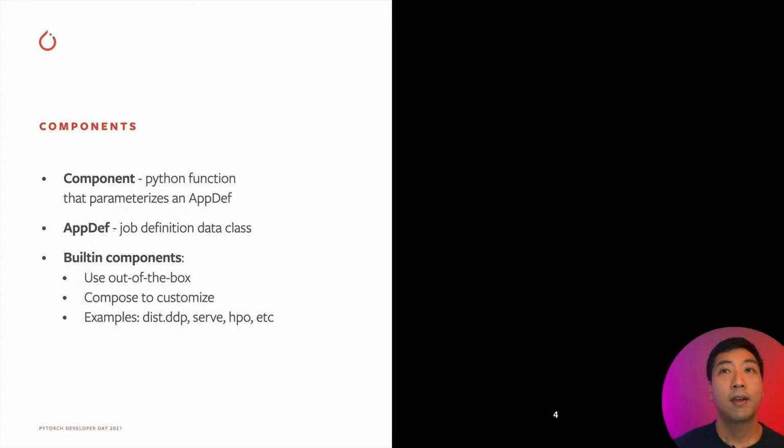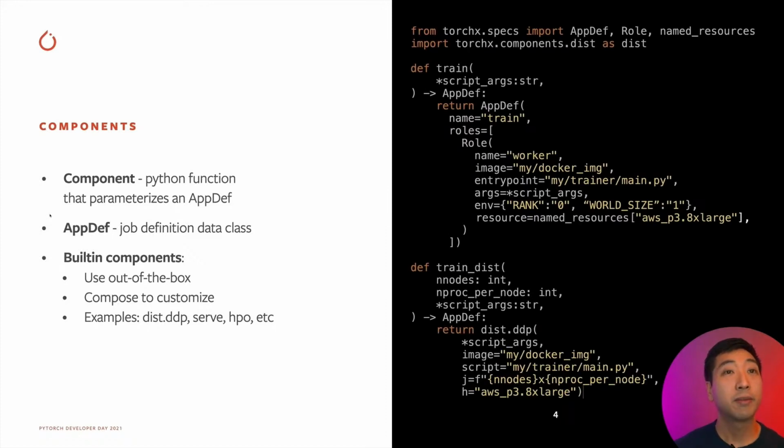A component in TorchX is a Python function that returns a well-defined job specification called an appdef. An appdef is a Python data class that holds all of the necessary information to run an application as a job. Let's take a look at some examples. On the right-hand side are 2 components, train and train dist. Both are Python functions that take parameters and return an appdef.